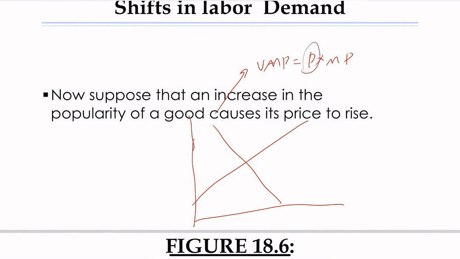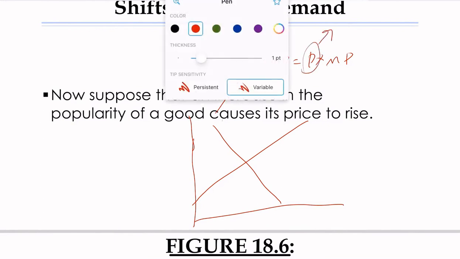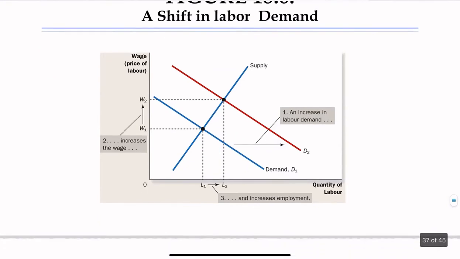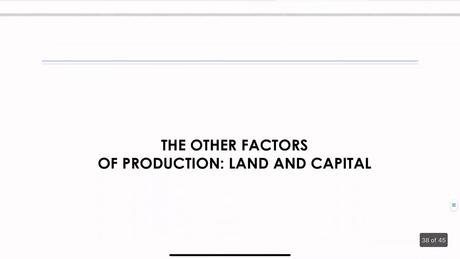So if the apple price increases, then the value of marginal product will increase. So this implies we'll see that the demand curve shifts to the right, right? So we will get something like this.